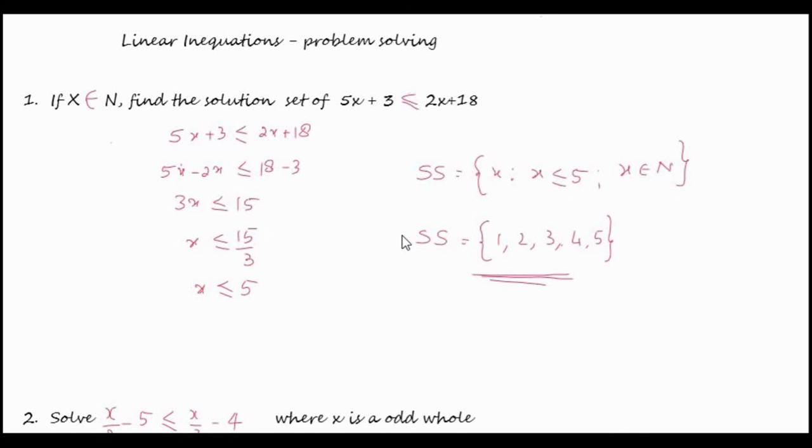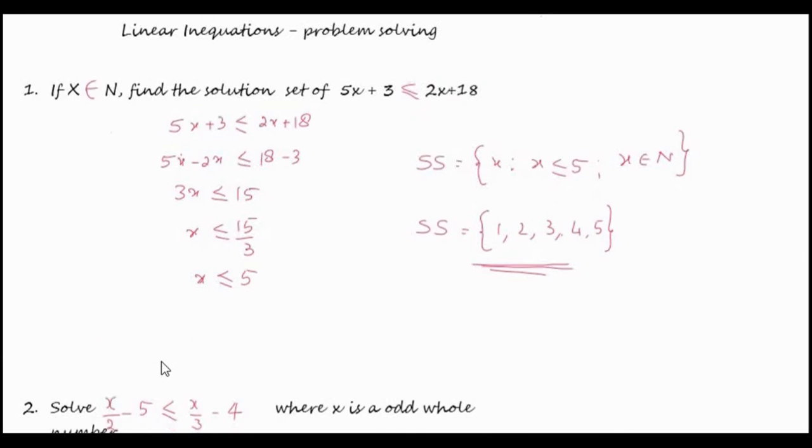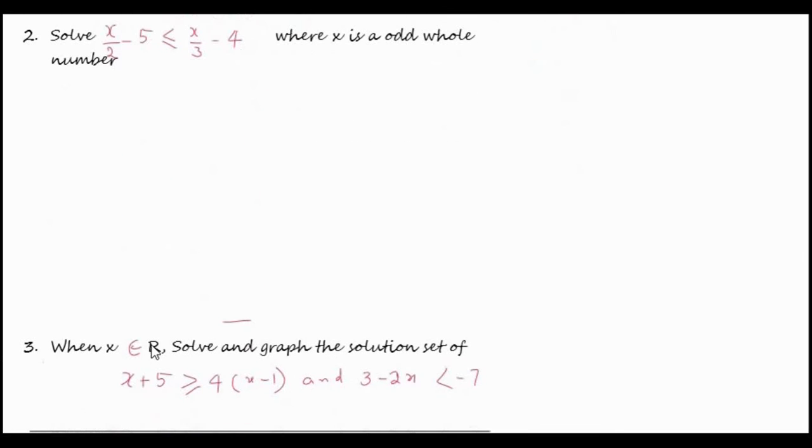Let us go to problem number 2. Solve x/2 - 5 ≤ x/3 - 4, where x is an odd whole number. It is a whole number and we need to list out only the odd numbers. Let us take the problem.